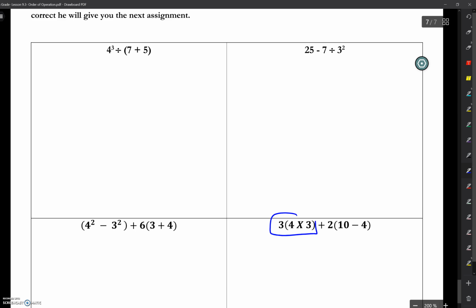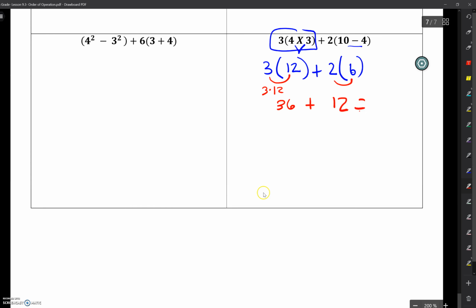Remember, this problem here, it means 3 times whatever's in the parentheses. 4 times 3 is 12. So it's 3 times 12 plus 2 times whatever's in the parentheses. 10 minus 4 is 6. And then we're going to do this. This means 3 times 12, which is 36, plus 2 times 6, which is 12. And then we would add it up to get our answer.